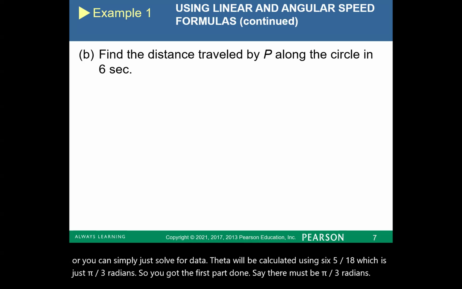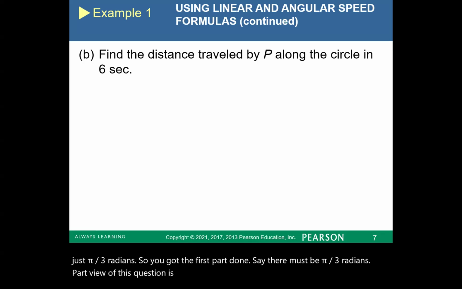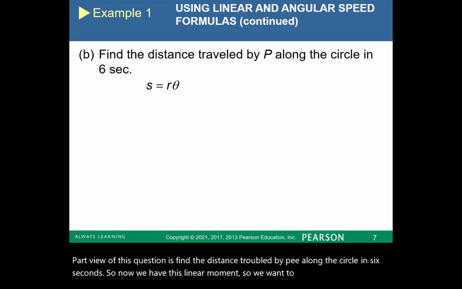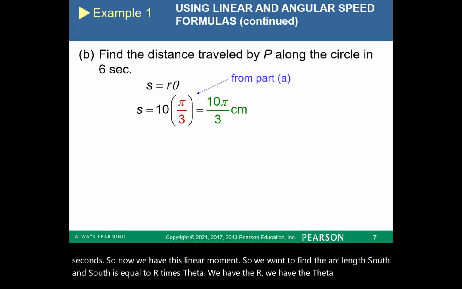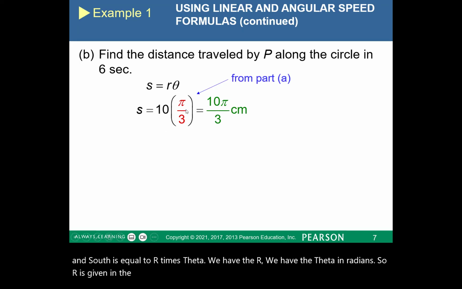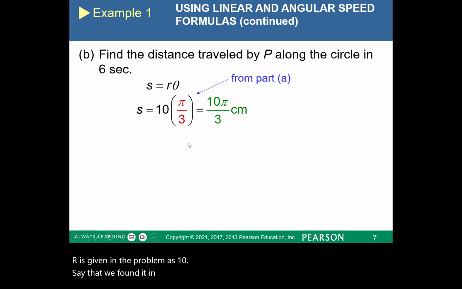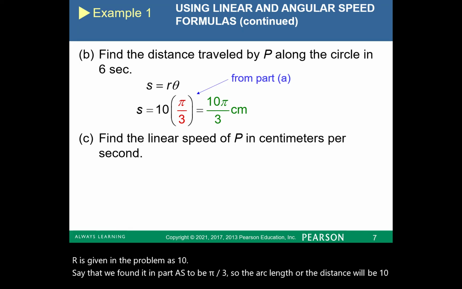Part B of this question is, find the distance traveled by P along the circle in 6 seconds. Now we have this linear movement. We want to find the arc length, S, and S is equal to R times theta. We have the R, and we have the theta in radians. R is given in the problem as 10. Theta, we found in part A to be pi over 3. So the arc length, or the distance, will be 10 pi over 3 centimeters.